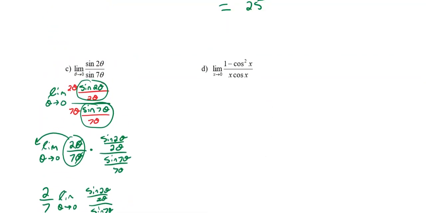Okay, D. So for D, there's actually 2 ways to do this. There's probably multiple ways for lots of these too, but here's one of the ways. You could say, well, this is really a difference of squares. Let's rewrite that. So that'd be the limit as x approaches 0 of 1 minus cos x, and then 1 plus cos x over x, and then cos x.